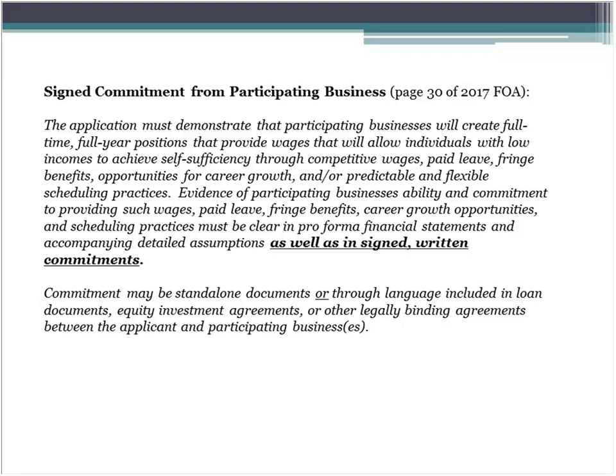And the ability of the business to do so will also need to be demonstrated through its projected financial statements and accompanying detailed assumptions. Not all companies may be able to agree to this, but whatever pieces of it they can agree to would need to be in a separate agreement. And again, this can be a standalone agreement. It can be part of the loan document. It can be in your lease agreement with them if you're developing space you own, but it would need to be in there.